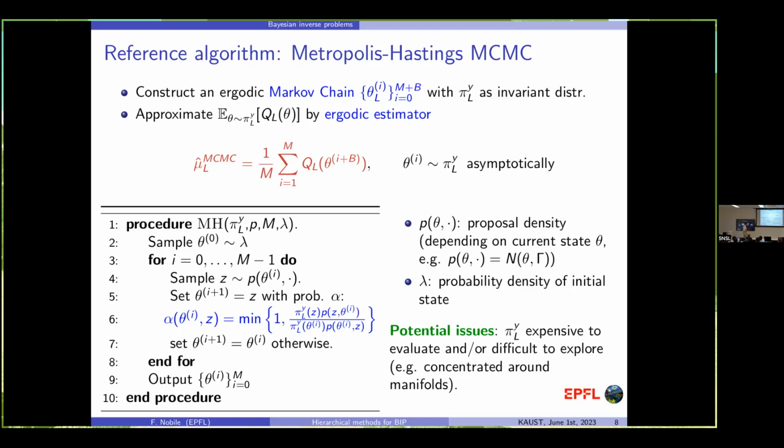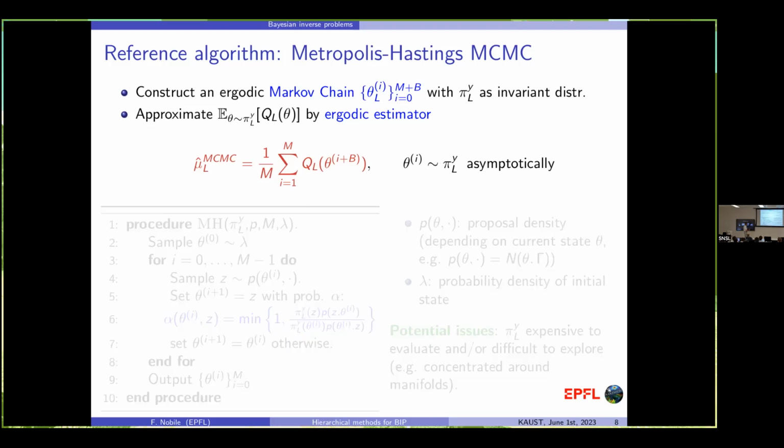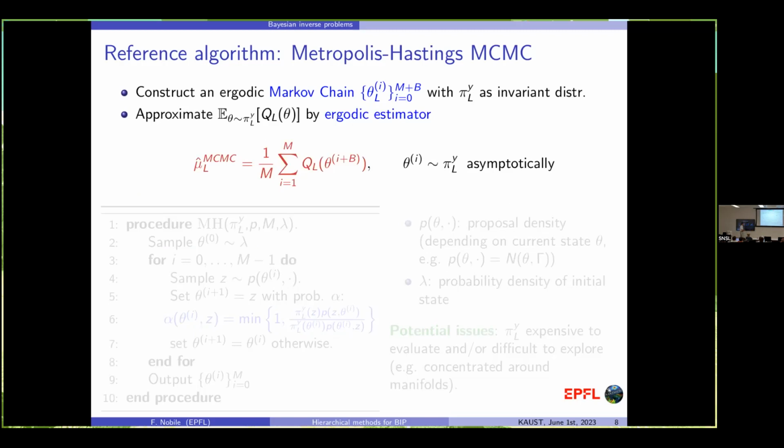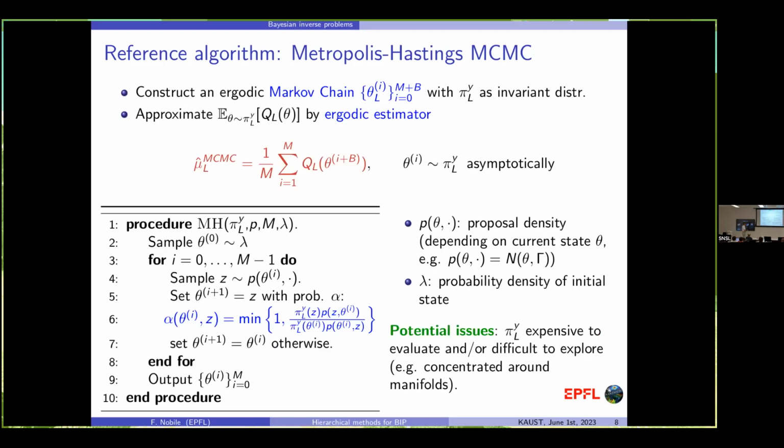And of course, every time you do this step, you have to evaluate the posterior, and evaluating the posterior implies solving the full system. So the cost is very high in each step. So the question is, how can we exploit simplified versions of this posterior to accelerate the computation?